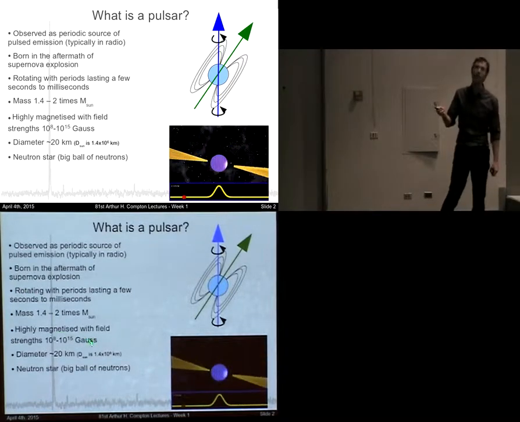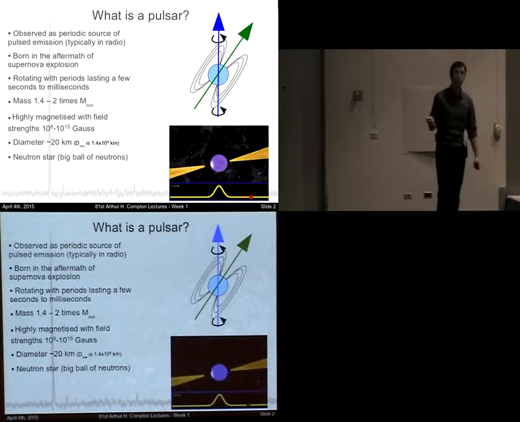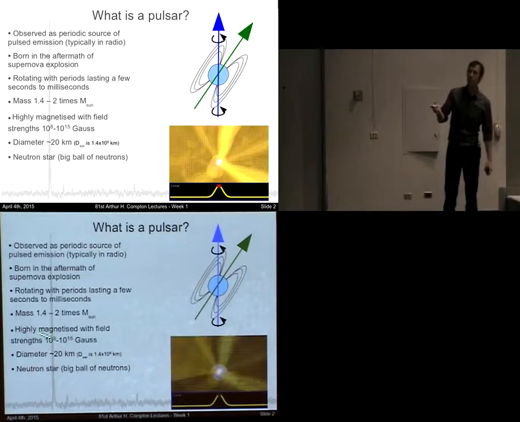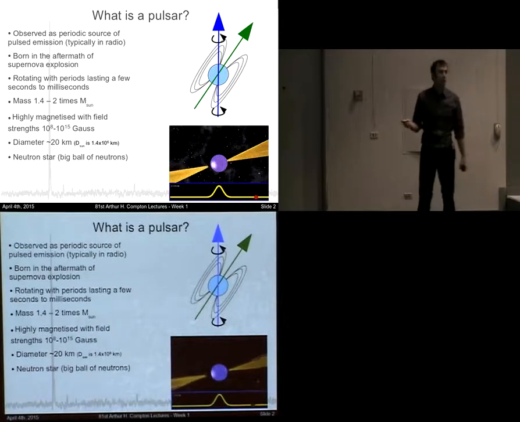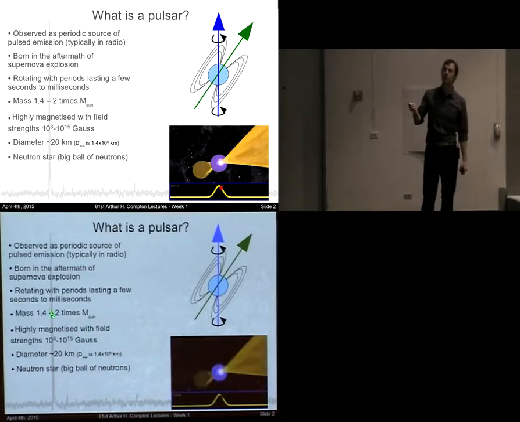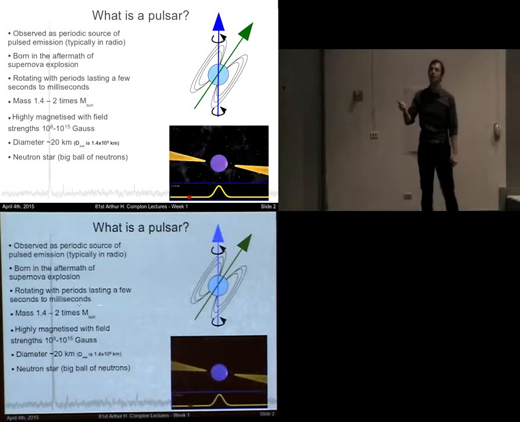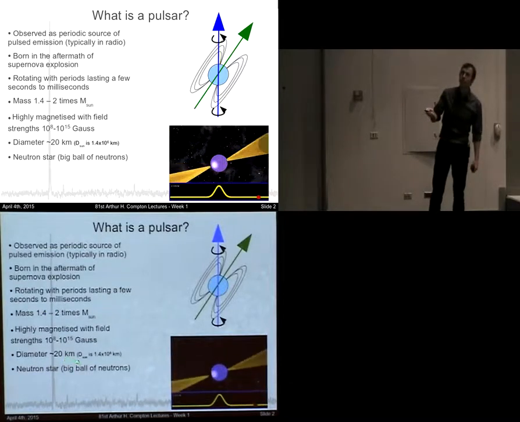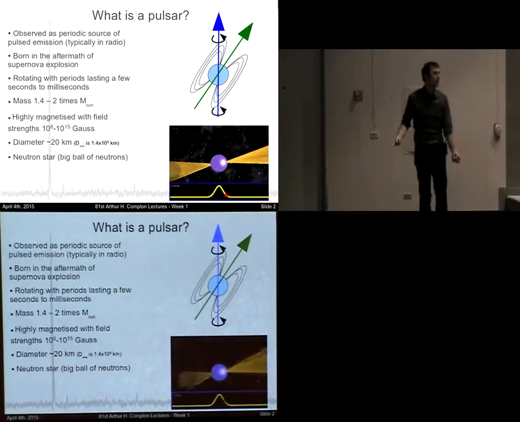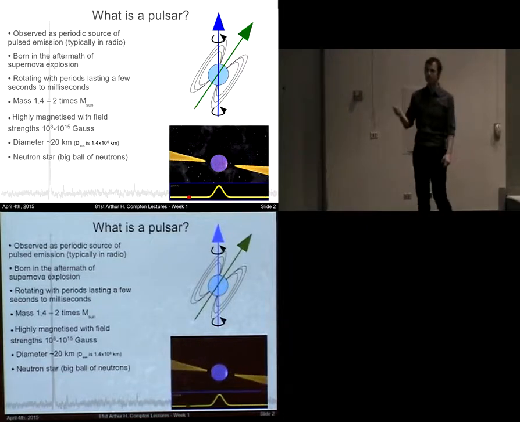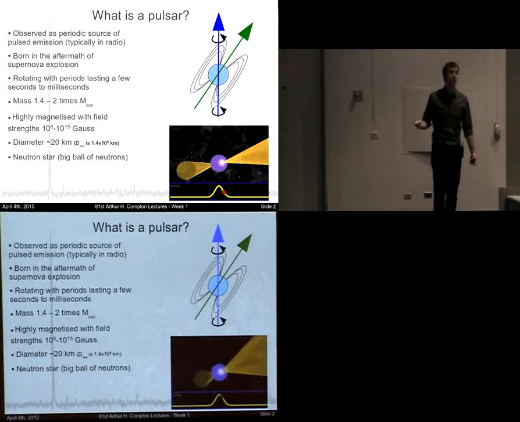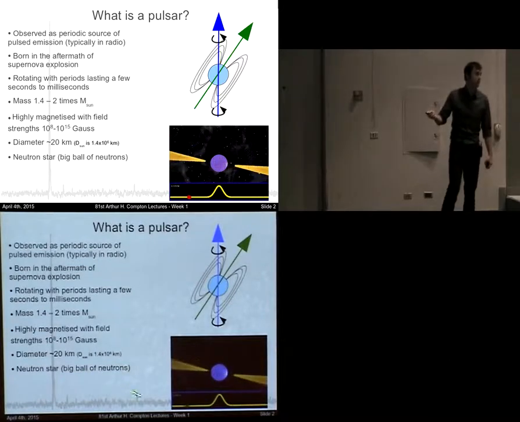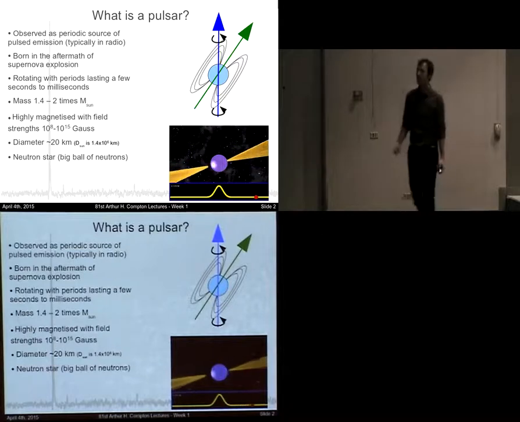And they have the highest magnetic fields that we know of anywhere in the universe, reaching as high as 10 to the 15 Gauss. Probably the most shocking fact is that this object, which is 40% to 100% heavier than the sun, is squeezed into something 20 kilometers in diameter, so something about the size of Chicago. And this we call a neutron star. And despite some complications, a neutron star is essentially a big ball of neutrons.